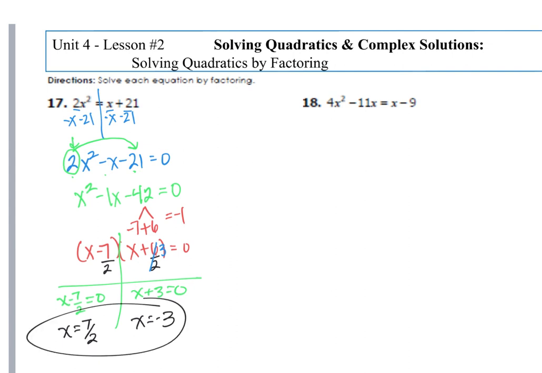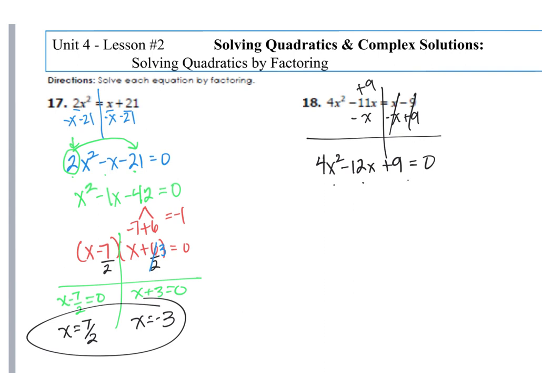Okay, last one, number 18. We have 4x squared minus 11x equals x minus 9. So we need to subtract x from both sides, and he will match up with the negative 11x. We're also going to add 9 to both sides. He doesn't really have anywhere to match up with, so I'm just going to write him as a floater for now. So this gives us 4x squared. Negative 11x minus x is negative 12x, and then plus 9 equals 0.